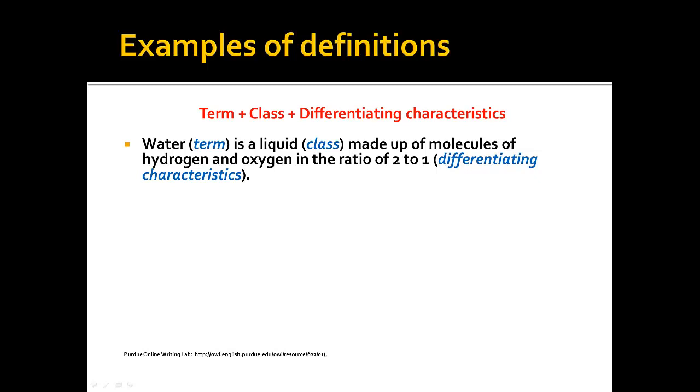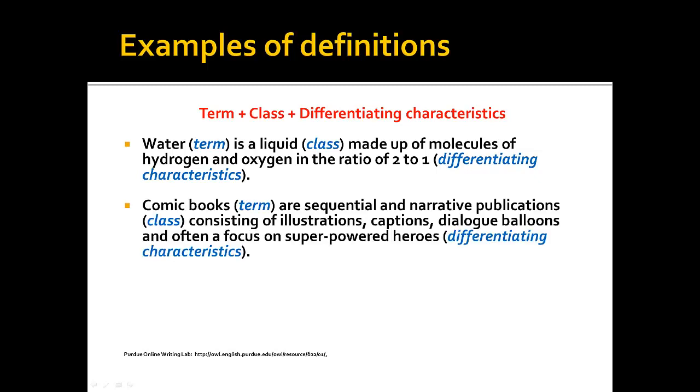So here's an example. Water, and that's the term, is a liquid, that's the class that it belongs to, made up of molecules of hydrogen and oxygen in the ratio of 2:1, and they're the differentiating characteristics. Let's look at another one. Comic books, that's the term we want to define, are sequential and narrative publications. That's the class. So we could talk about books or stories or things like that, but that doesn't quite narrow it down enough. So we've got sequential and narrative publications, consisting of illustrations, captions, dialogue balloons, and often a focus on superpowered heroes. And they're the differentiating characteristics.